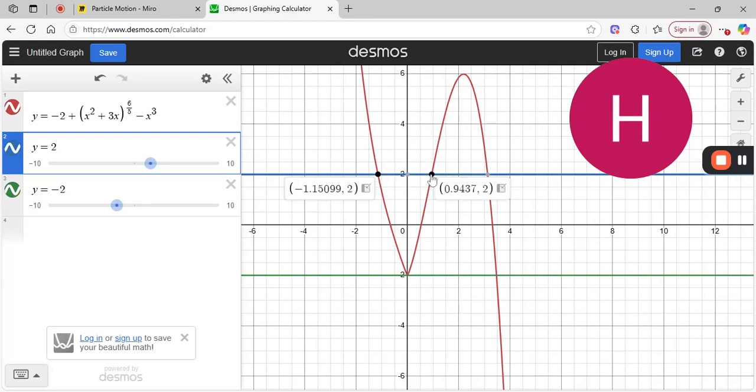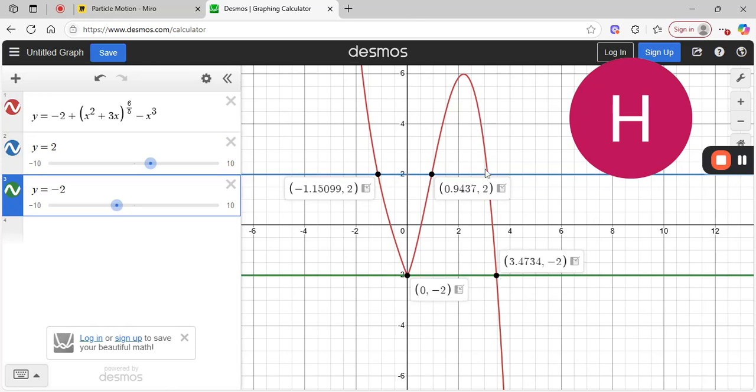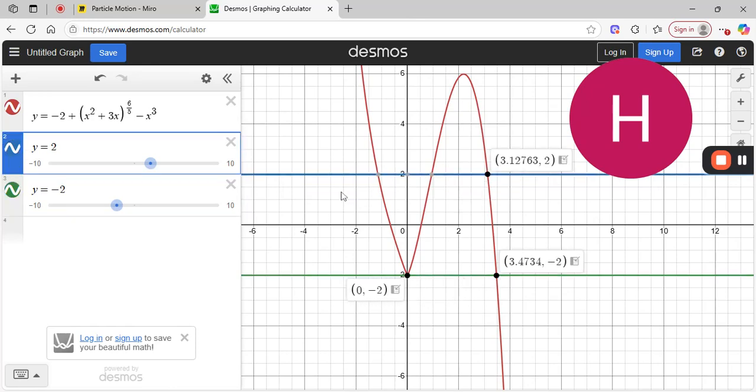So why don't you go ahead and take a look at those values and really think about those values. Which ones are even considered here? We have this one here. So these are all the points where the entire graph crosses, right?